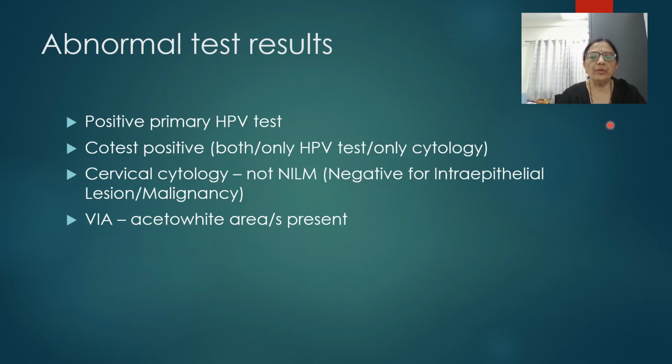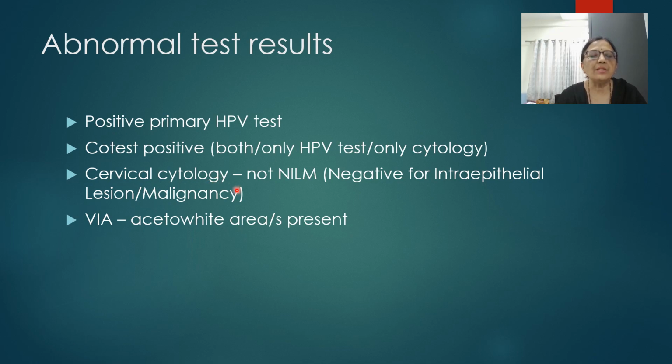Now, whenever we do the screening for cervical cancer, we can get an abnormal test result. If we are using the primary HPV test, it can come as a positive primary HPV test. If we are using co-test, then there are three possibilities, that is when we are using both HPV testing as well as cervical cytology. So either both can be positive, or only HPV can be positive, or only cytology might be positive.